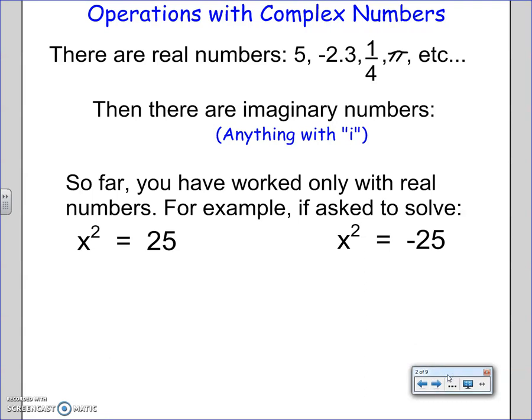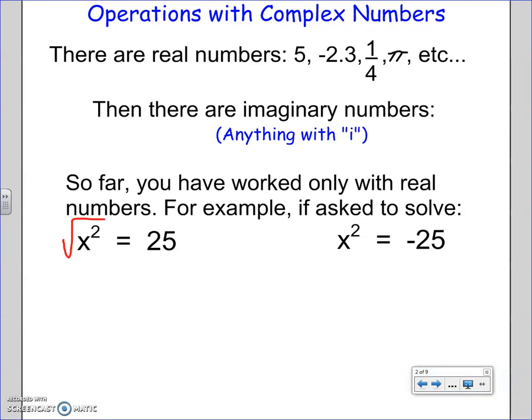So, complex numbers, well, y'all know they're real numbers like 5, -2.3, a fraction 1/4, or pi, but they're also imaginary numbers, and those are things that have i. So in the past, you've worked with real numbers only. For example, you've seen the problem x squared equals 25. So some number times itself is positive 25.